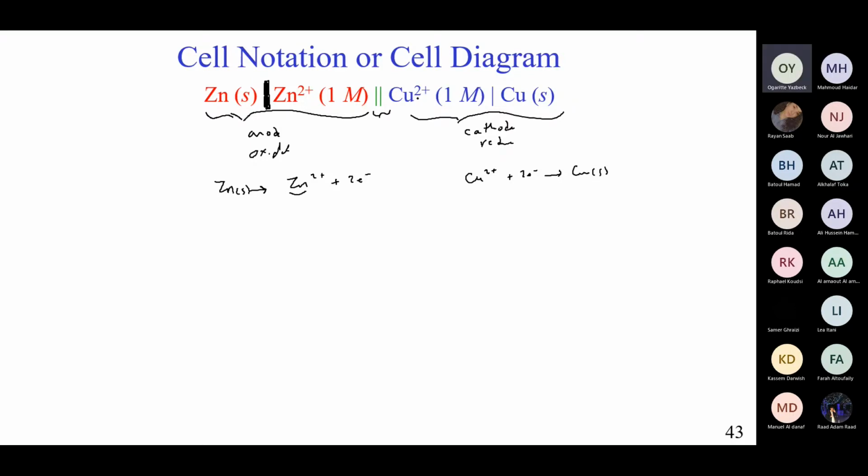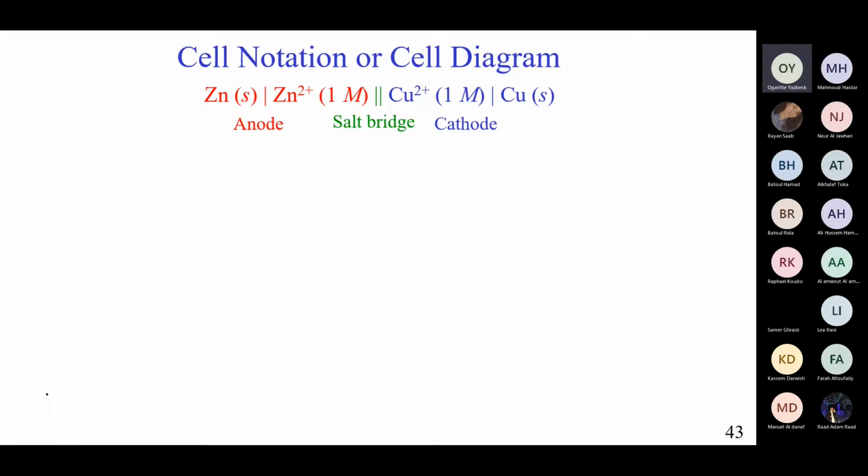So first I write the copper 2 plus, beside it the concentration, separated by one line from the copper solid. That's how the cell notation is written. So anode first, then cathode, separated by a salt bridge. Now, sometimes, I don't know why, they don't necessarily write them in the correct way.